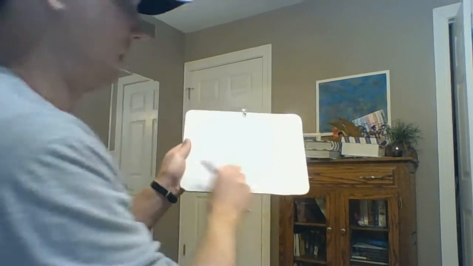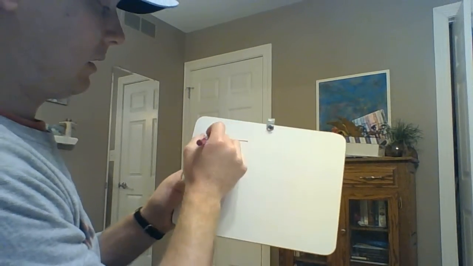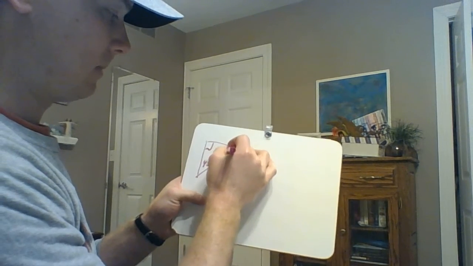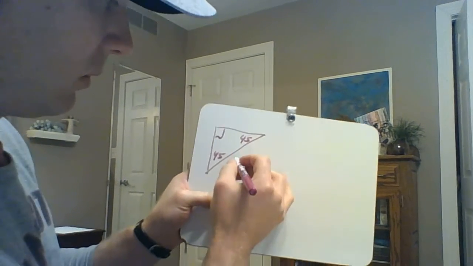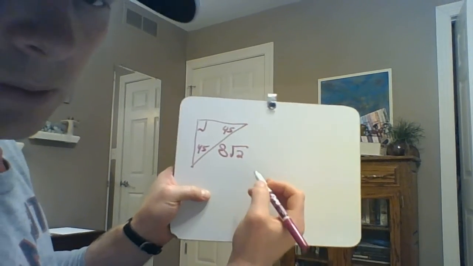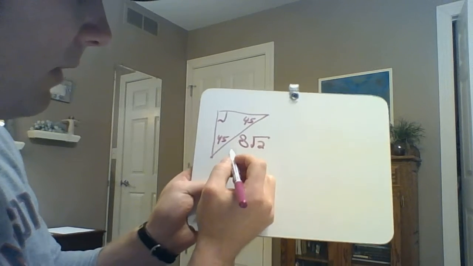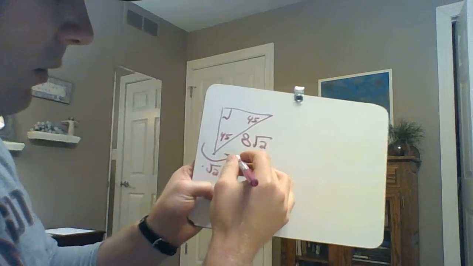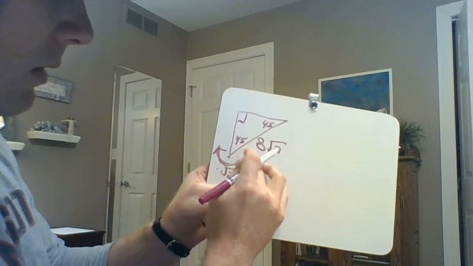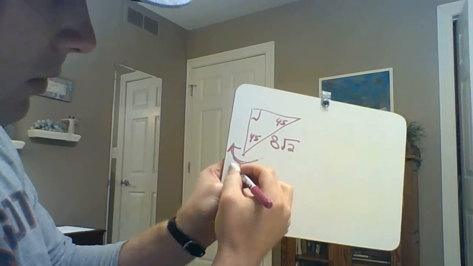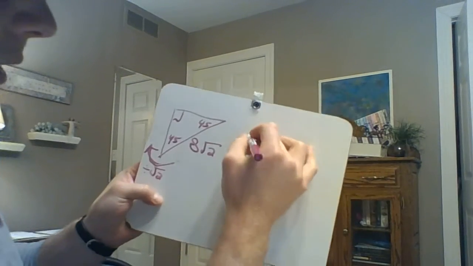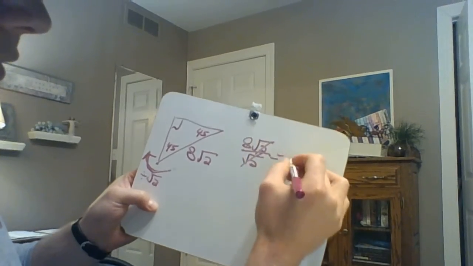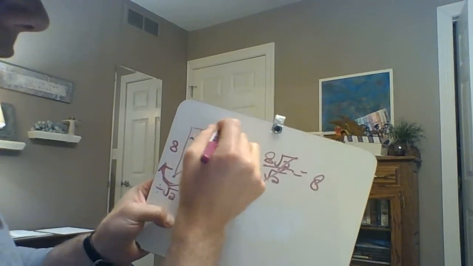Now, what if I went the other way? What if I gave you the hypotenuse of a 45, 45, 90? What if I told you this here was 8 square root of 2? Well, you could probably figure out, because we multiplied by square root of 2 to go this way, if we want to go back the other way, we're going to do the inverse of multiplying, and we're going to divide by square root of 2. So 8 square root of 2 divided by square root of 2, those just cancel out, leaving you with 8 and 8.